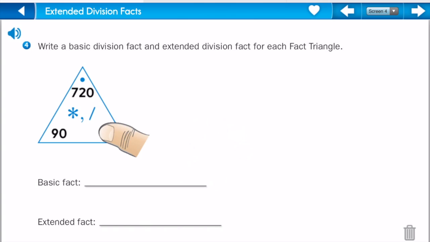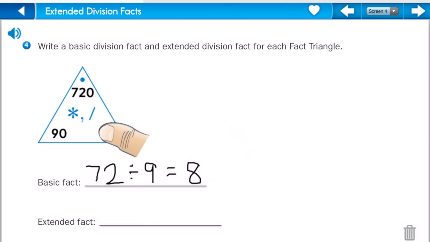Okay. Write a basic division fact and an extended division fact for the fact triangle. Right. So for 4, I'm going to look at my zeros, and I see up here, and I'm just going to get rid of them. So I'm going to take 72 divided by 9. And now I need to think, what times 9 equals 72? So I'm going to go through my facts that I know, and I remembered that that equals 8. So I'm going to write my 8.